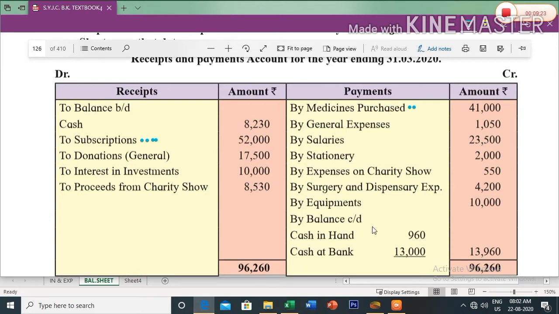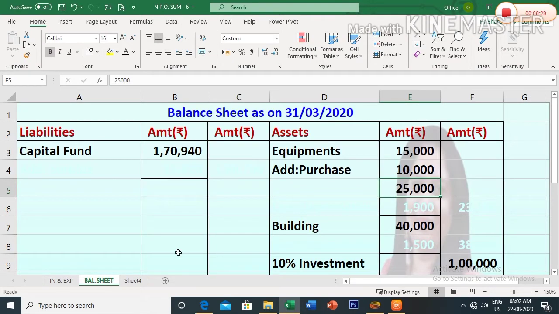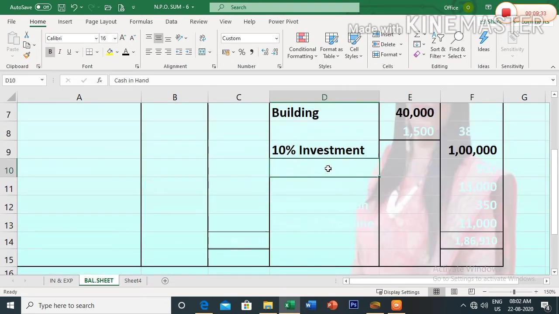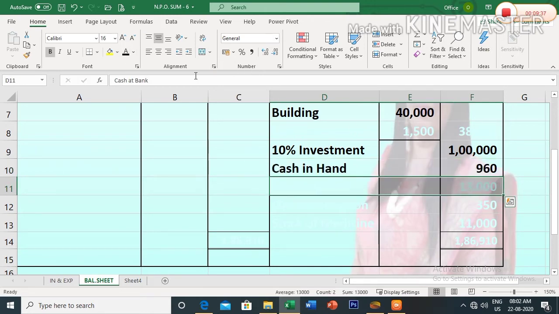Balance, by balance carried down, cash in hand, cash at bank. This amount will be recorded in the balance sheet, asset side. So in the balance sheet, asset side, we will record cash in hand 960, cash at bank 13,000.